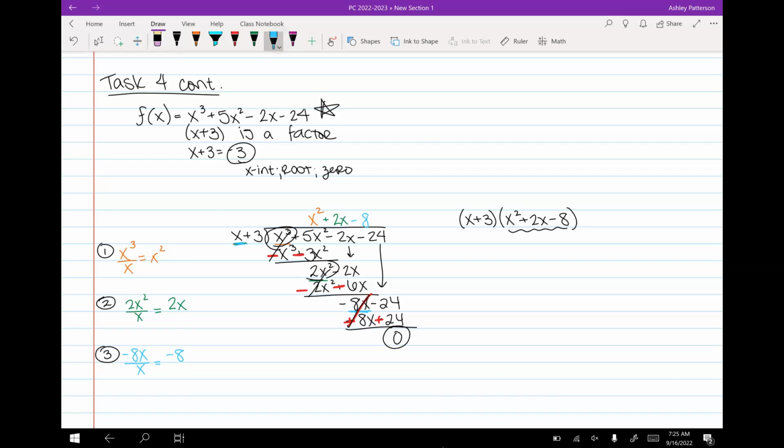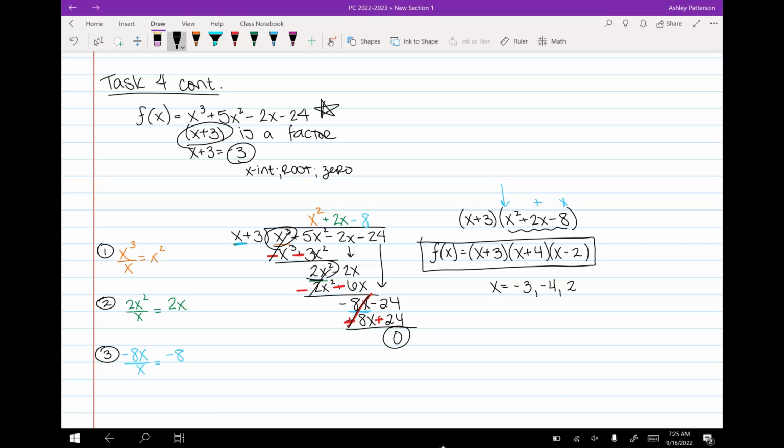Since our leading coefficient is a 1, I'm going to focus on how to multiply to the 8 and add to the 2. And in doing so, I get x plus 3 still. Remember, it's our original factor. It can't go away. Times x plus 4 and x minus 2. So this is our given cubic in factored form. Yay! And then our roots, our x-intercepts are negative 3, negative 4, and 2.